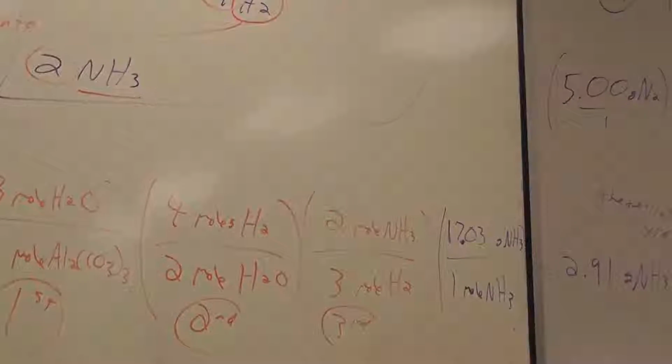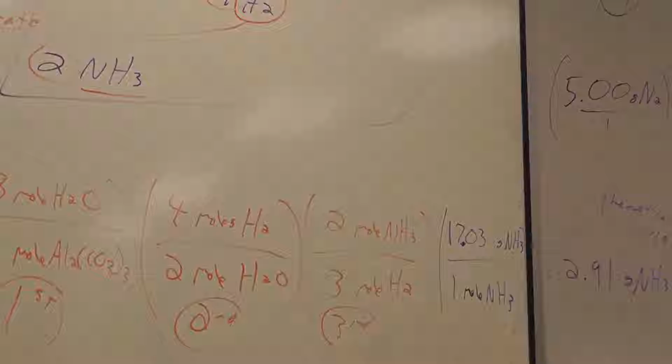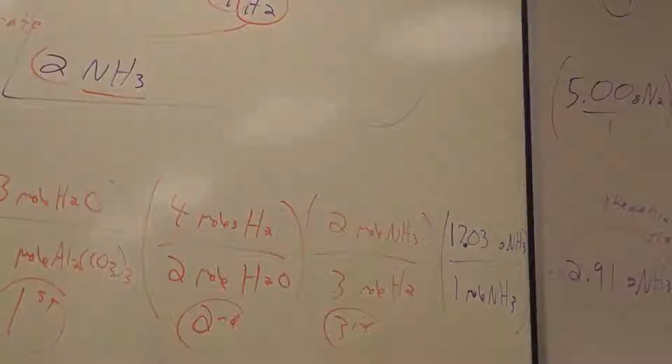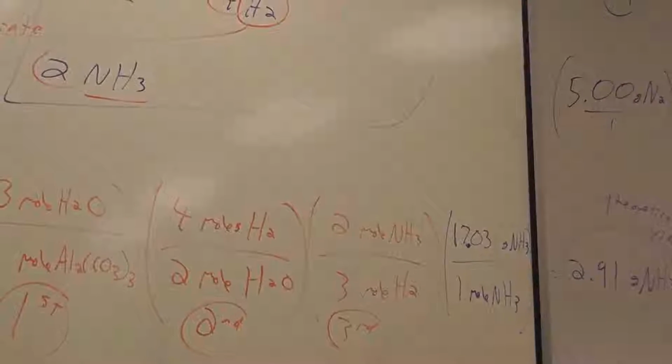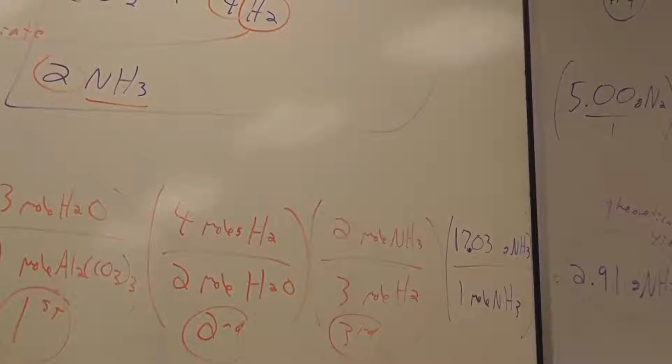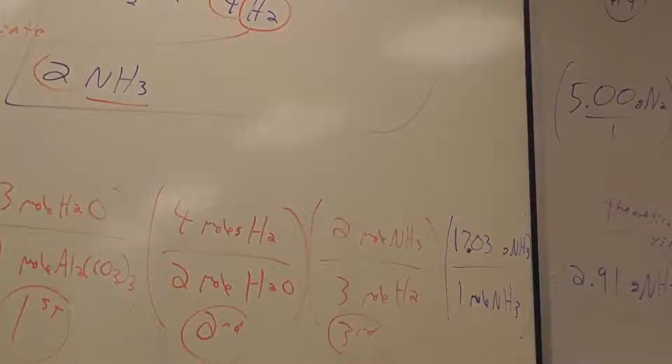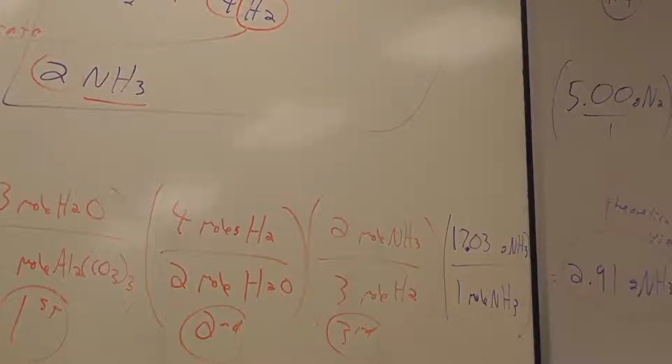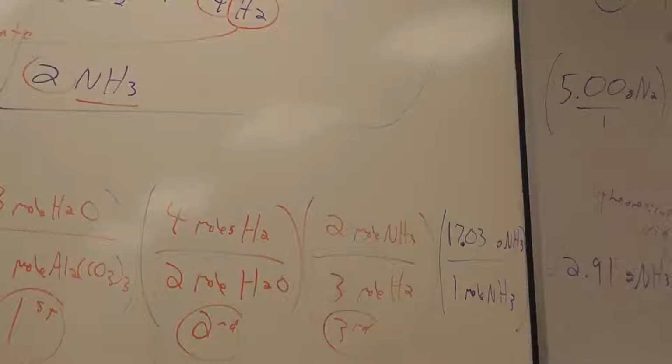The only number you're given is grams nitrogen, so you've got to start with nitrogen and get it into moles. And then you start winding your way through your intermediates to get to CH4.